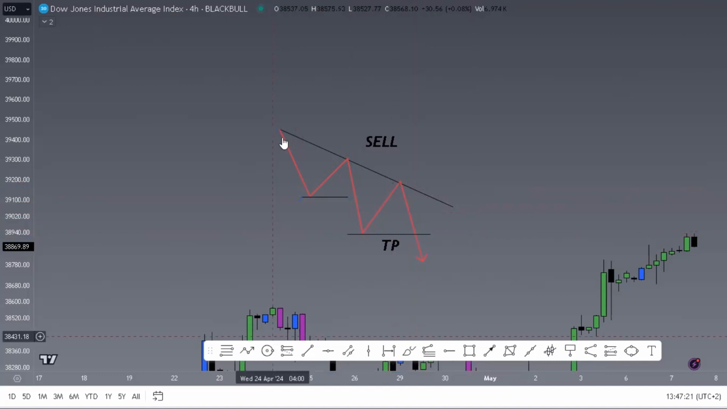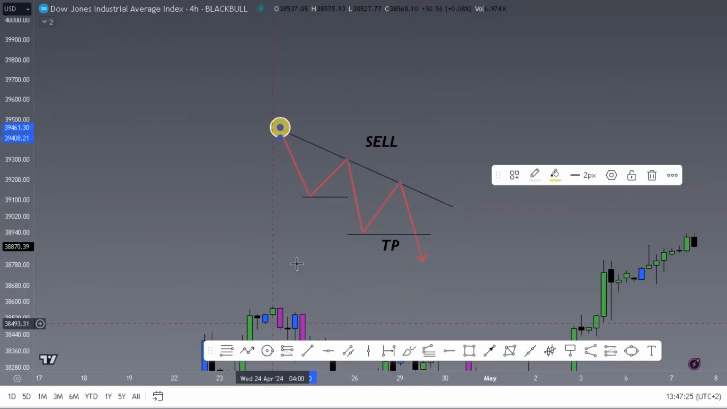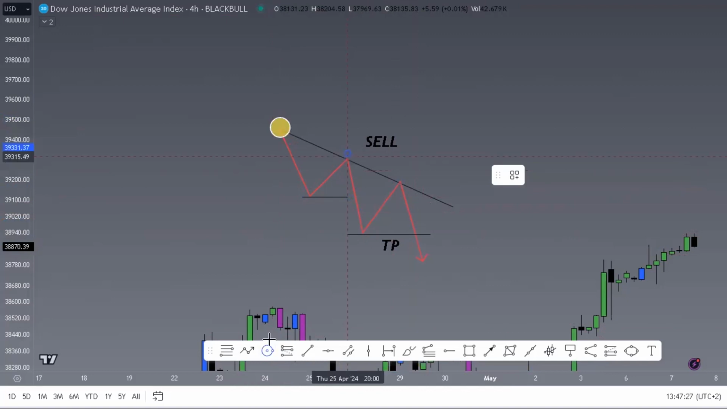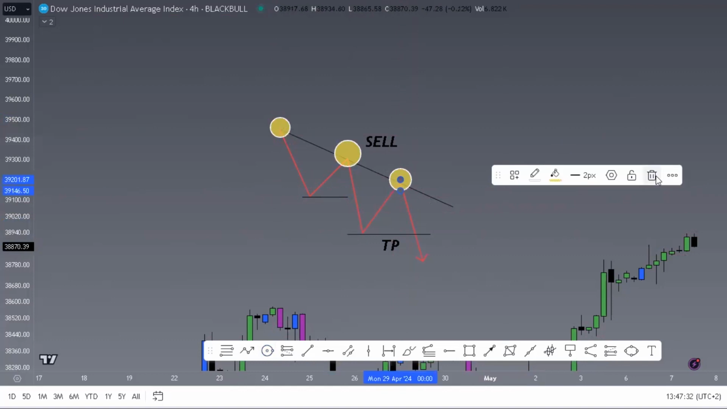So this is our first touch. It's going to be our second touch. And then this is where we want to sell this thing, on a third touch. But we need three things before we can sell.